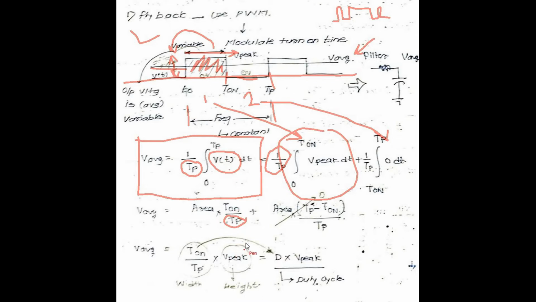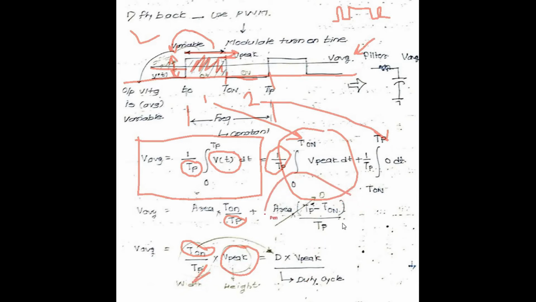So here I explain this one. This is your height, V peak. This is your peak value, just focus on this one. And this is your turn-on. This is your width into your height, that is T on into V peak divided by TP, right?